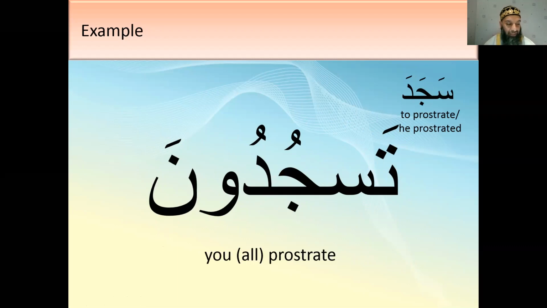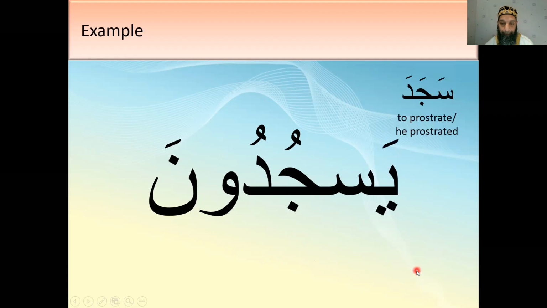But it's the 3rd most important table, and it's the last of them. I don't think you're going to see a brand new table that big now in the courses. This is the last one. Right? So tasjuduna, you all prostrate. None in the Quran. If anybody knows that it does come, let me know. But yasjuduna, yasjuduna.